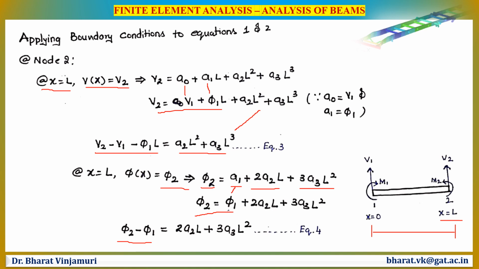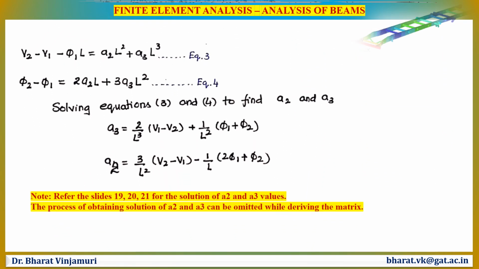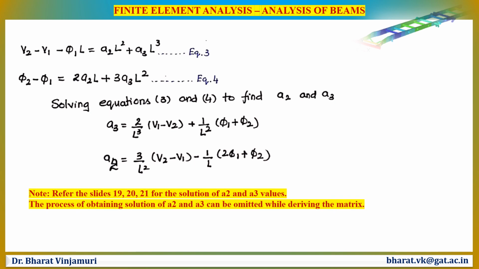So solving equation number 3 and equation number 4 will help us get the values of the coefficients a2 as well as a3. So these are the two equations we are going to use. By solving these equations, we will be able to find the values of a2 as well as a3, and I am giving directly the values of a2 as well as a3.